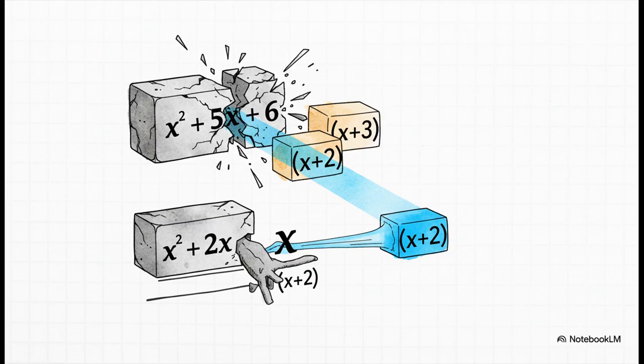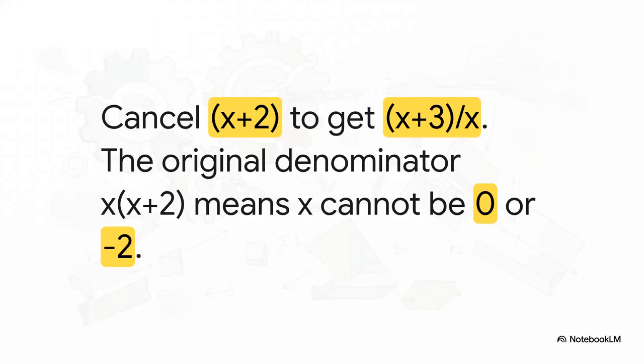For the denominator, we can just pull out a greatest common factor, which is x, leaving us with x times x plus 2. And would you look at that? Our common factor is x plus 2. We cancel the x plus 2 from the top and bottom, and we're left with x plus 3 over x.